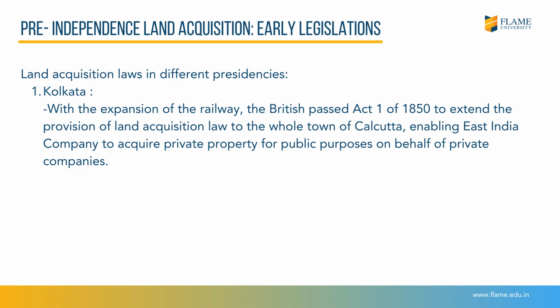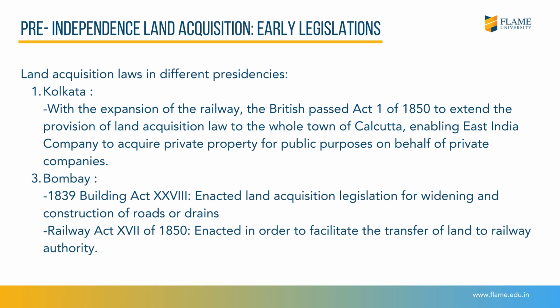Let's also look at the land acquisition laws in different presidencies. First, Calcutta Presidency. With the expansion of the railway, the British passed Act 1 of 1850 to extend the provision of land acquisition law to the whole town of Calcutta, enabling the East India Company to acquire private property for public purposes on behalf of private companies. Now, let's look at the case of the Bombay Presidency. The Building Act 28 of 1839 was enacted as land acquisition legislation for widening and construction of roads and drains.